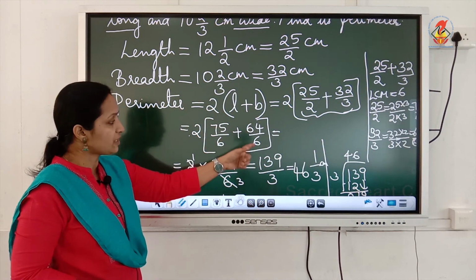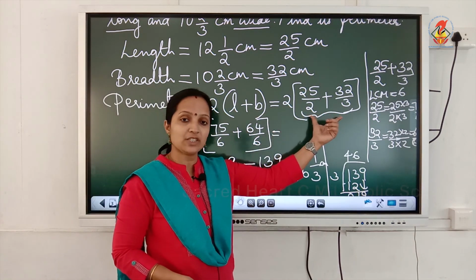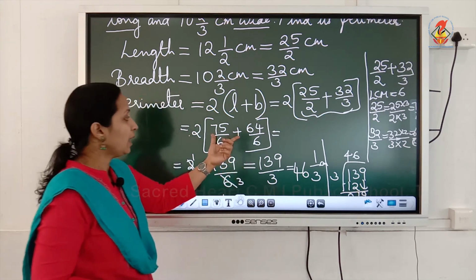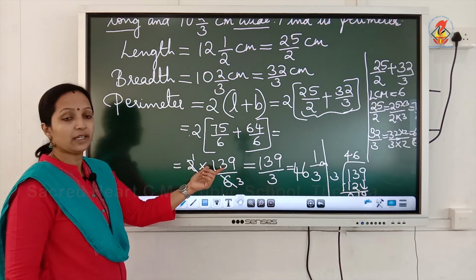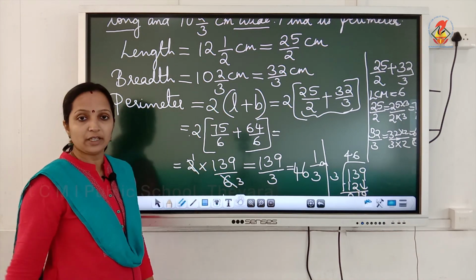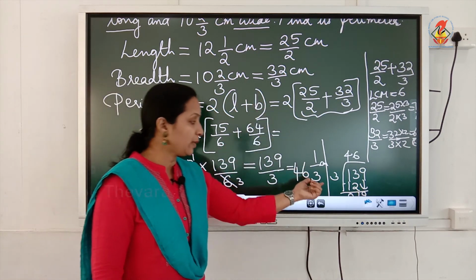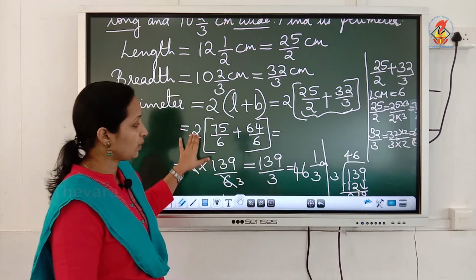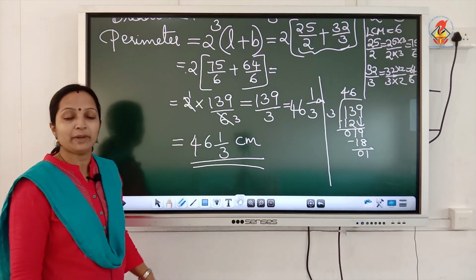What are the equivalent fractions we got? 75 by 6 plus 64 by 6. If you want, you can do the cross multiplication also, no problem for that. Now add it. This bracket means into. So 2 into 139 by 6. Instead of doing the long multiplication, you can use the shortcut method. So 139 by 3. The question is a mixed number, so we need the answer as a mixed number. So what answer did we get? 46 1 by 3 centimeter.